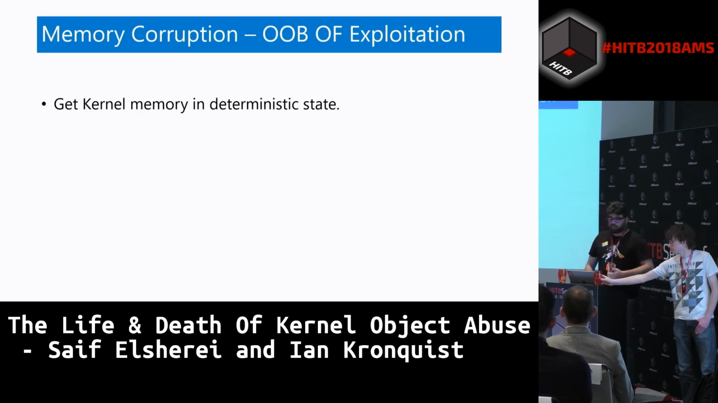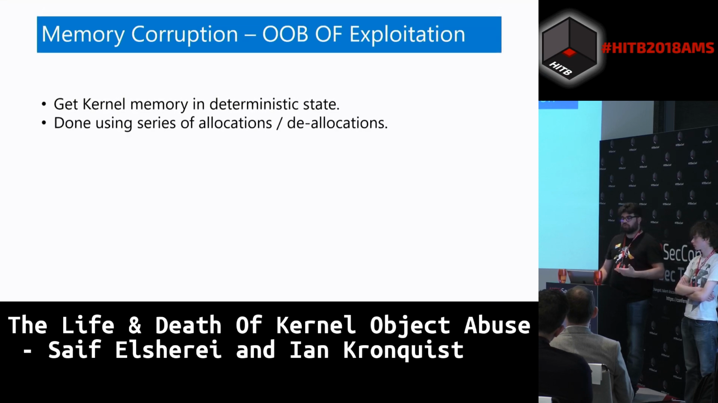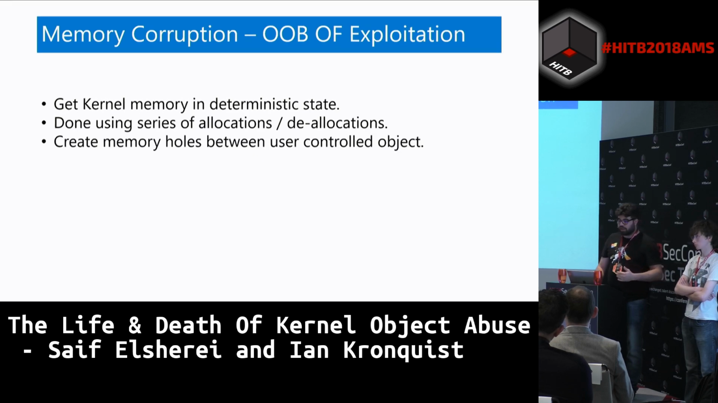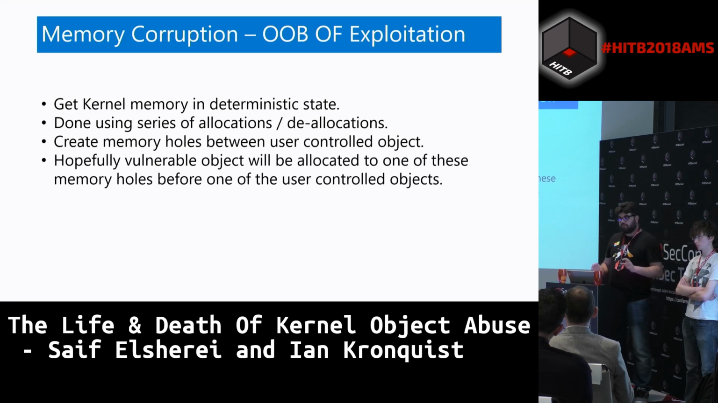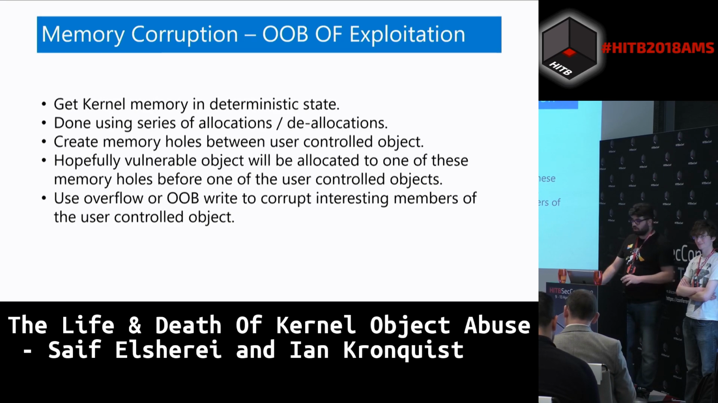Now, how would we exploit out of bounds and overflows? So first we need to get the kernel memory in the deterministic state. This can be done using pool spraying, and it usually involves a series of allocations and deallocations in kernel memory. And then we create memory holes by freeing parts of these objects, and hopefully the vulnerable object will be allocated in one of these memory holes just before a user-controlled object. And then when we get to the overflow or the out-of-bound write, we corrupt interesting members of the user-controlled objects.